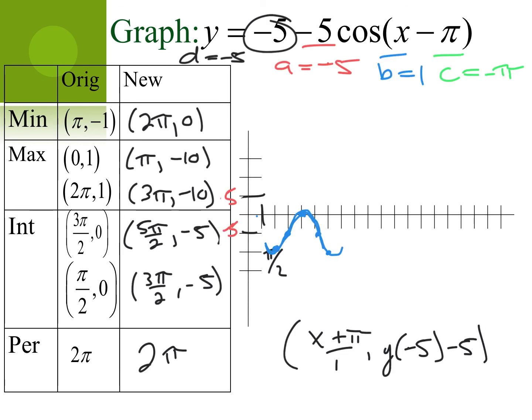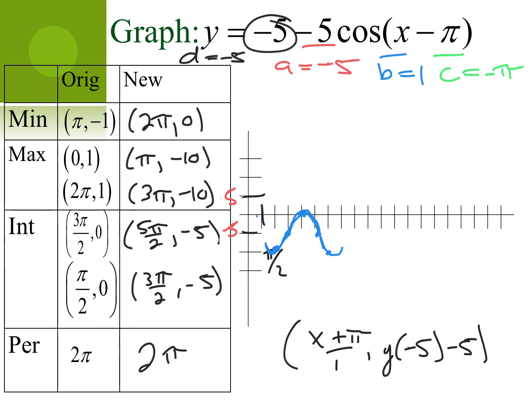All right, let's check out our answer. So we want to identify our A, B, C, and D values. A is going to be negative 5. So this means we're going to have a vertical stretch by a factor of 5. We're also going to have a reflection across the x-axis. B is 1, which means we have no period change. C is negative pi, so we're going to shift to the right pi units. And then D is going to be negative 5, so we're also going to shift down 5 units.